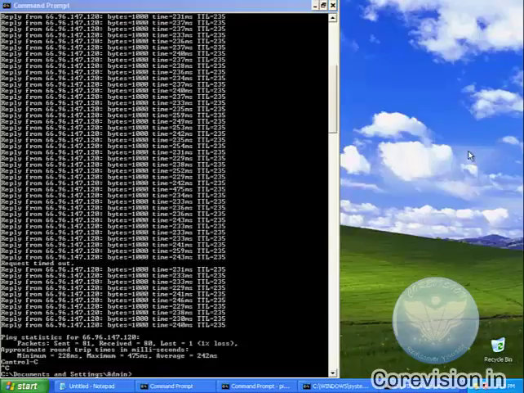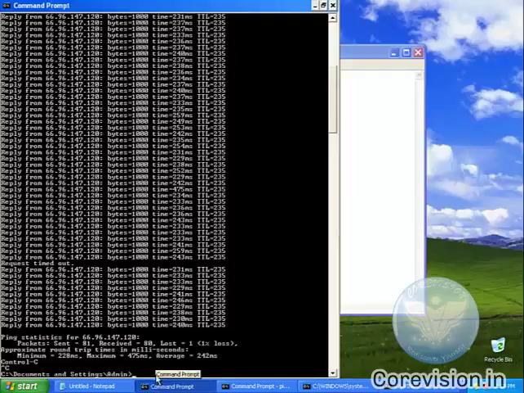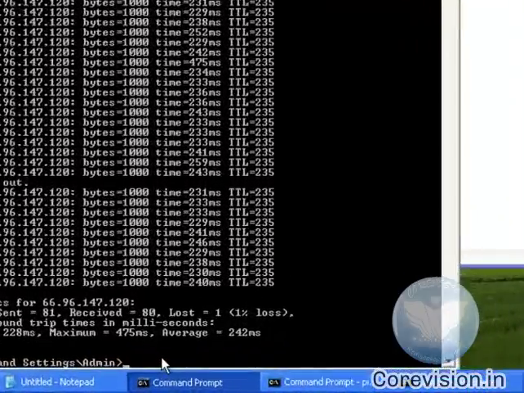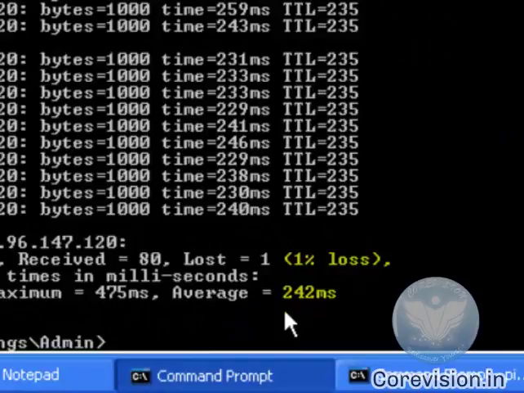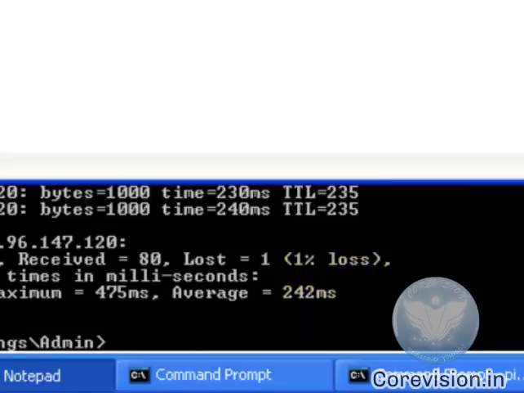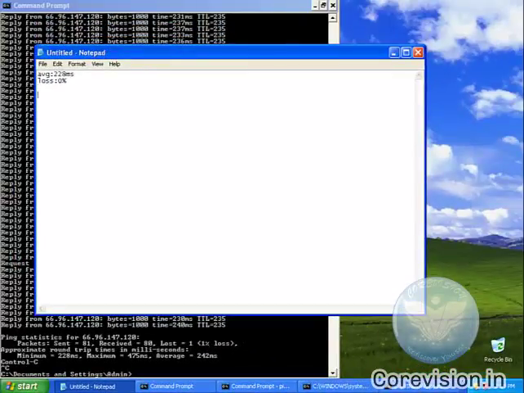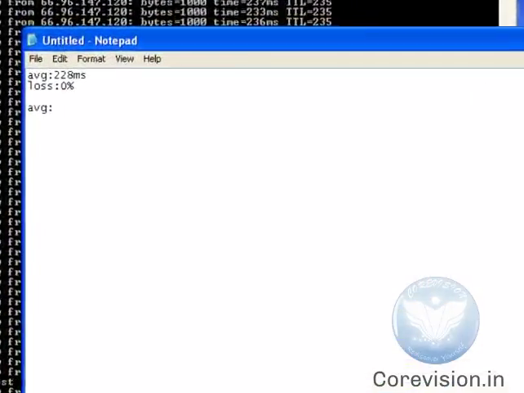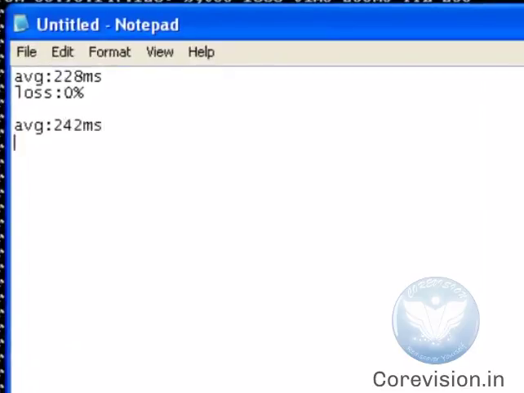And what important thing about this is we will notice this time it has given us 242 average and 1% loss. So we will note it down, 242 ms and loss 1%.